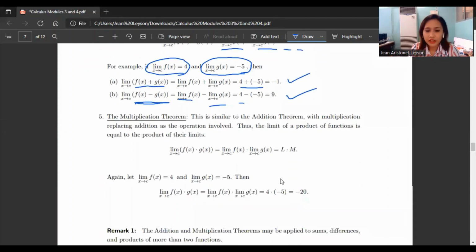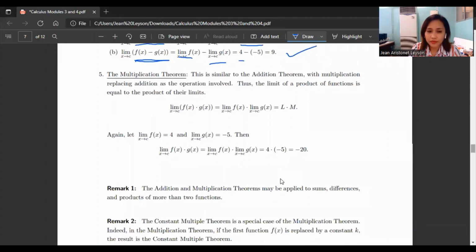Number 5, the multiplication theorem. This is similar to the addition theorem, with multiplication replacing addition as the operation involved. Thus, the limit of a product of functions is equal to the product of their limits. So, the limit of f of x times g of x as x approaches c is equal to the limit of f of x as x approaches c times the limit of g of x as x approaches c, or simply L times M. So, that's simply the product of their individual limits.